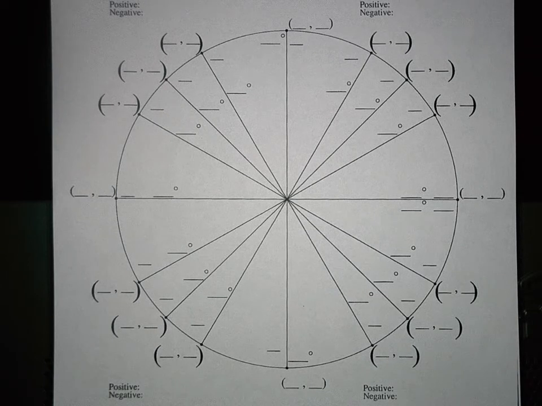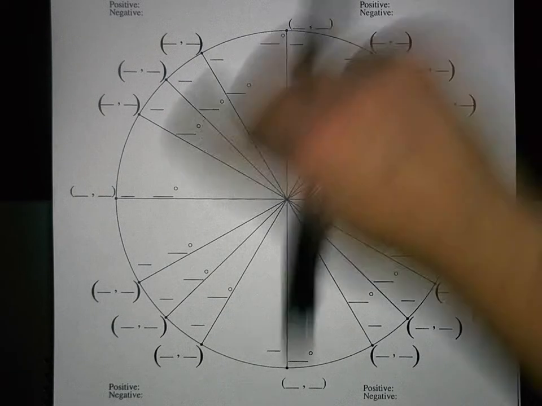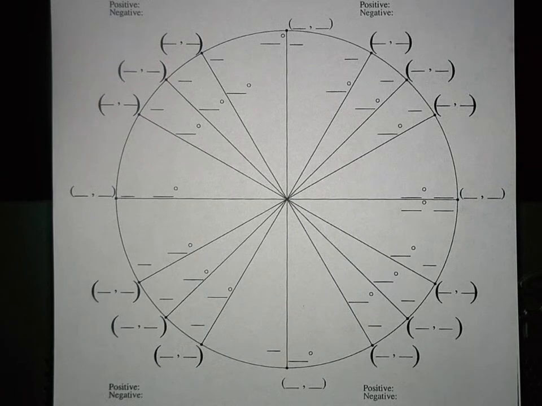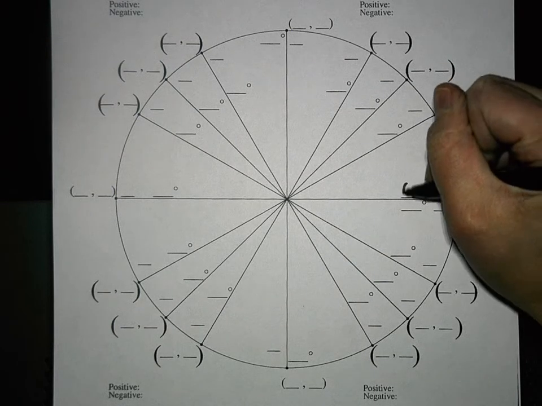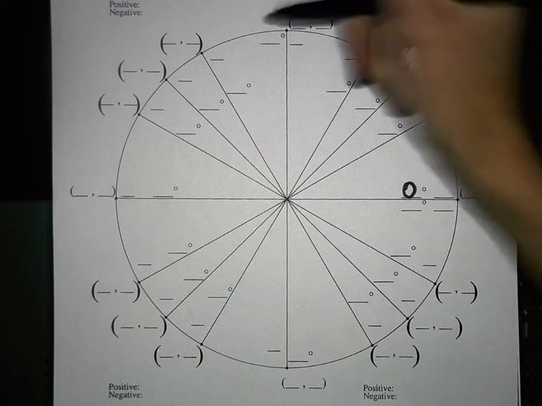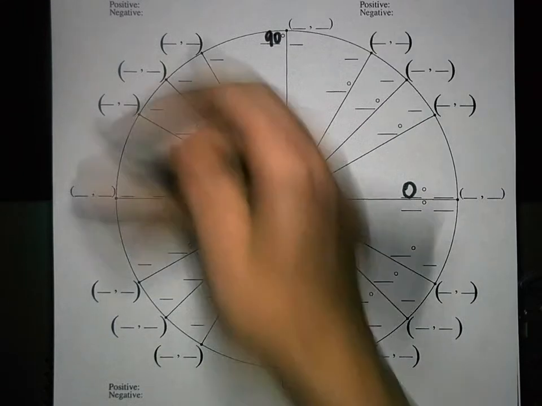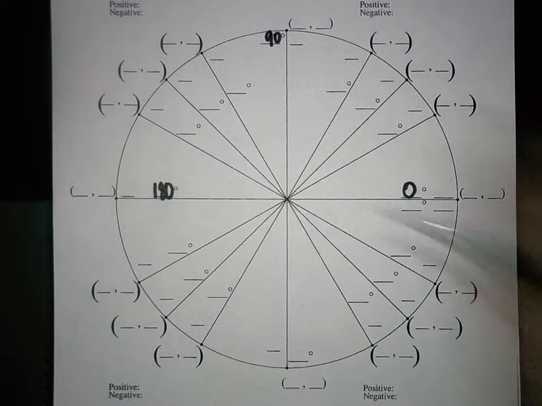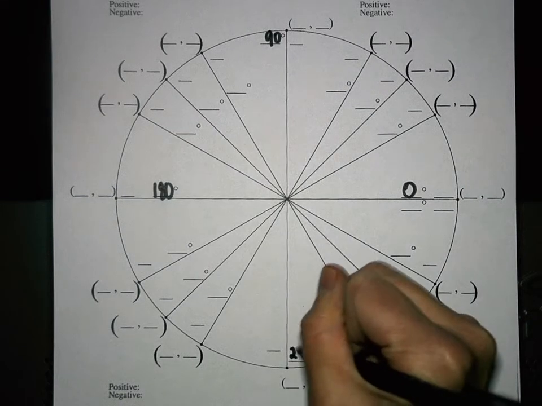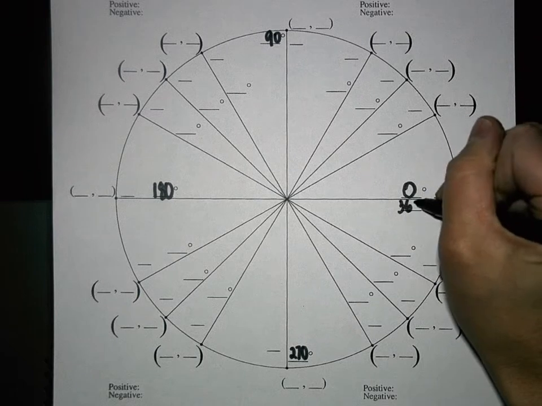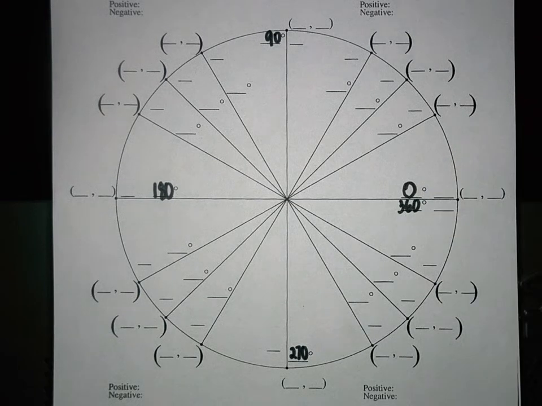Today we're going to learn how to make the unit circle. The first thing that we want to do is put in all of our degrees. So starting with the ones that most of us already know, this starts at 0, and then up here at the top we have 90 degrees, and then over here we have 180 degrees. Down at the bottom is 270 degrees, and when you wrap back up, this is 360 degrees.